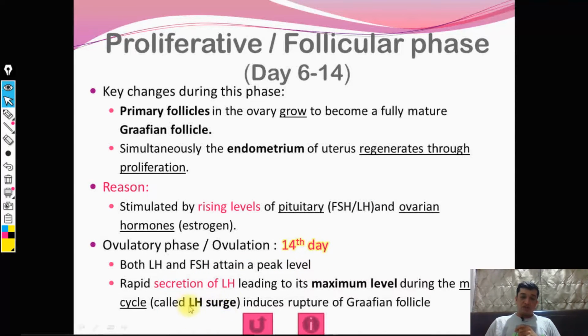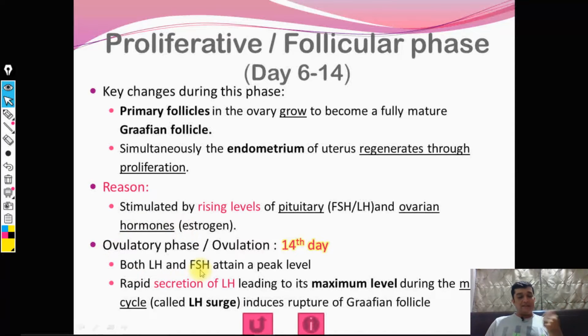That is referred to as the LH surge, right, the maximum level, the rapid secretion of LH, which is the characteristic one that induces the rupture of the Graafian follicle, and this process is called the ovulatory phase. As I told you, in some reference books you will find this as a separate phase. There are 4 phases that they mention, apart from the proliferative.